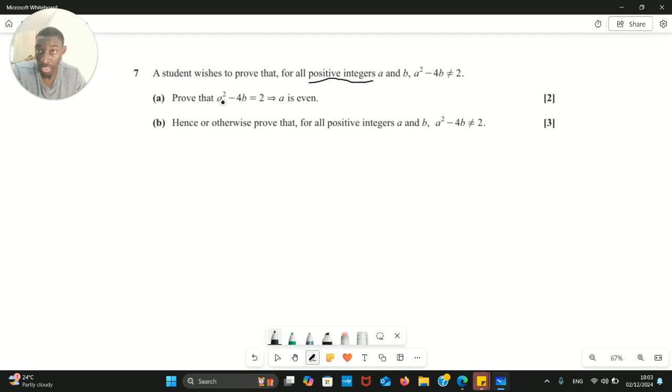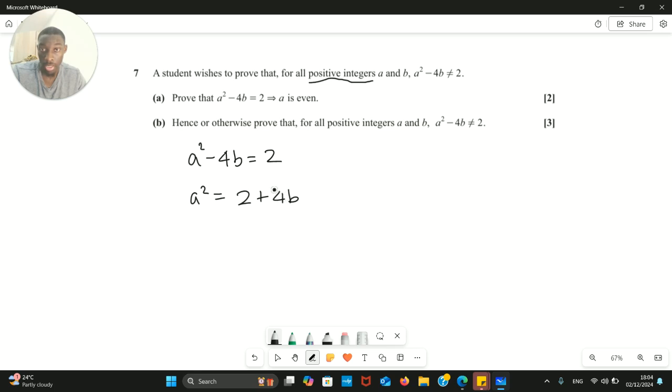So if this is the case that a squared minus 4b is 2, then a is even. We want to prove that a is even given this statement. So I'm going to write this: a squared minus 4b is equal to 2. Now we want to show that a is going to be even. So let's make a squared the subject, and I'll explain why that's the case. So a squared is going to be 2 plus 4b.